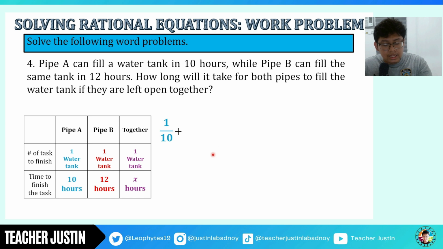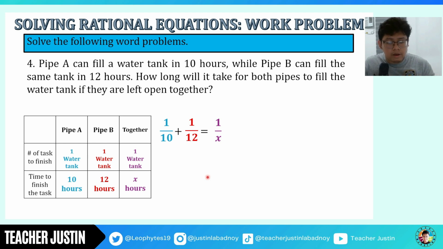Okay, so we add it to pipe B, the ratio which is 1 over 12, and it is equal to the ratio when they work together, which is 1 over x. Now, this will be our working equation to solve this problem. Now, let's solve for x by first removing the denominator.